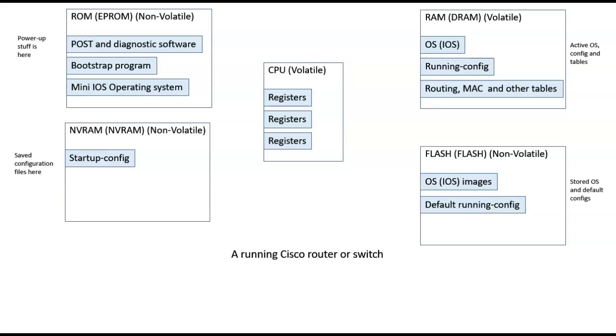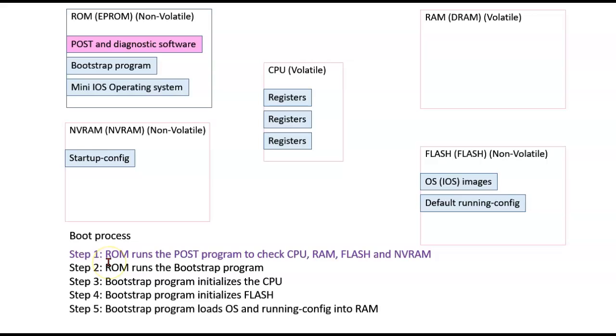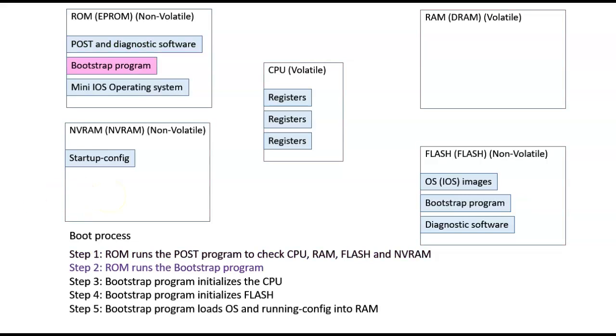Let's walk through the 5 steps of the boot process. The first step is when ROM runs the POST, or diagnostic software. It checks out the CPU, the RAM, flash, and NVRAM to make sure they're all working properly. The next step is when ROM runs this bootstrap program. The third step is when the bootstrap program initializes the CPU, sets up the registers and so forth that the CPU will be needing to run the system.